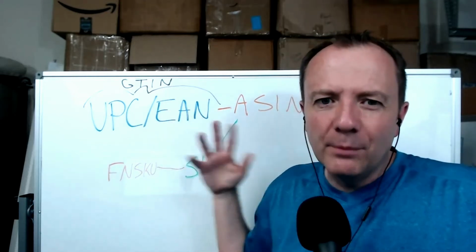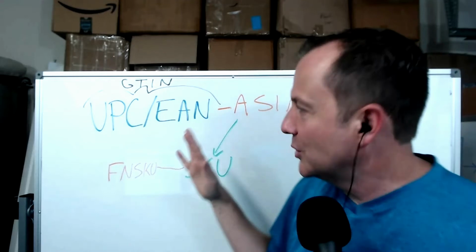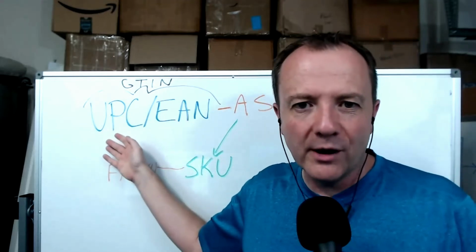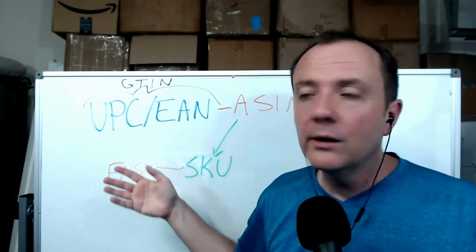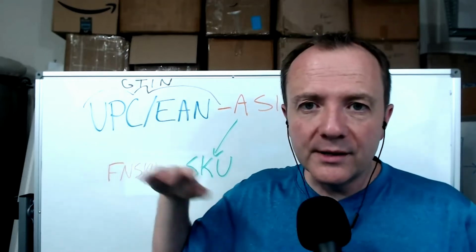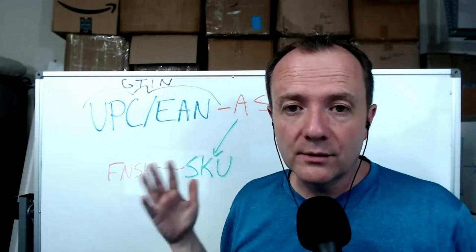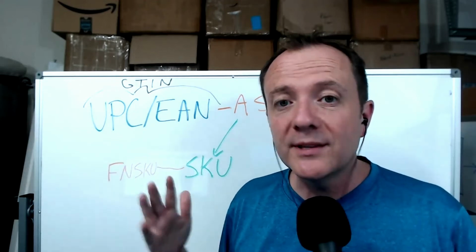Basically, let's just use UPC because I'm in the US, and in North America we use UPC. In Europe, they tend to use EAN. On Amazon, you could use either. But basically it's just a universal product number. So it's an ID that should be the same everywhere.